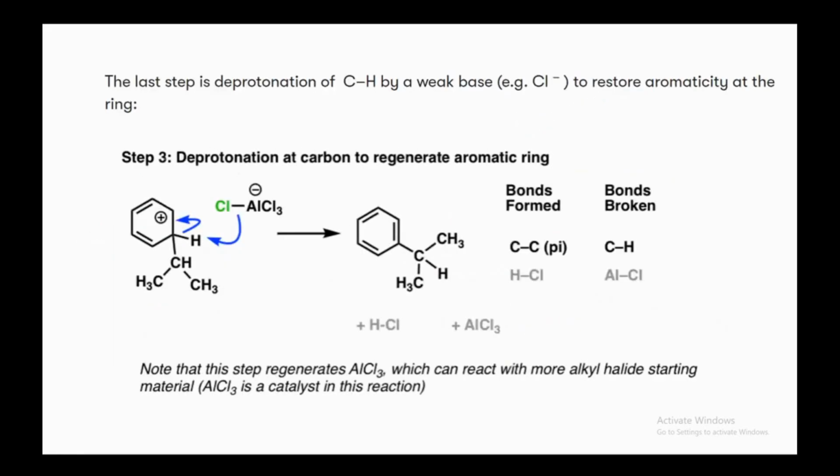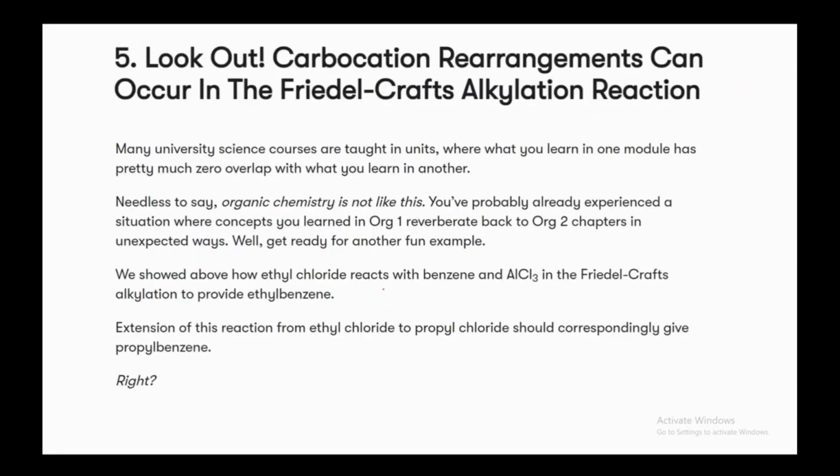This is the last step, step 3, deprotonation at carbon to regenerate the aromatic ring. So this AlCl4 negative now picks up this proton, and this positive charge vanishes, and we generate the benzene having the alkyl group. So this is how we can introduce the alkyl group on the benzene ring using the Friedel-Crafts alkylation. This is the mechanism. If you haven't understood any part, you can re-watch the video, or you can post comments below in this video. Now there are more things to look out for in the Friedel-Crafts alkylation.